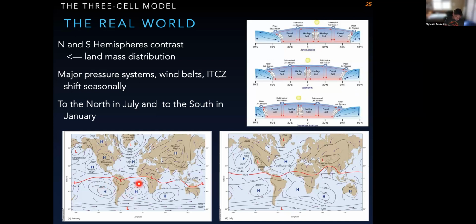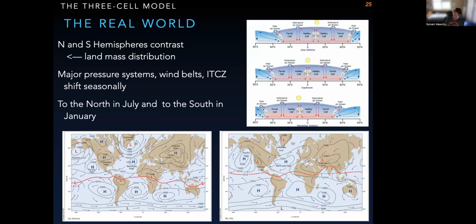So what we observe during January, when it's summer in the southern hemisphere, is that this convection cell tends to happen in the southern hemisphere, where it's warmer. During summertime in the northern hemisphere, where it's warmer, this convection cell, this ITCZ, moves toward the northern hemisphere. So there is a motion happening.